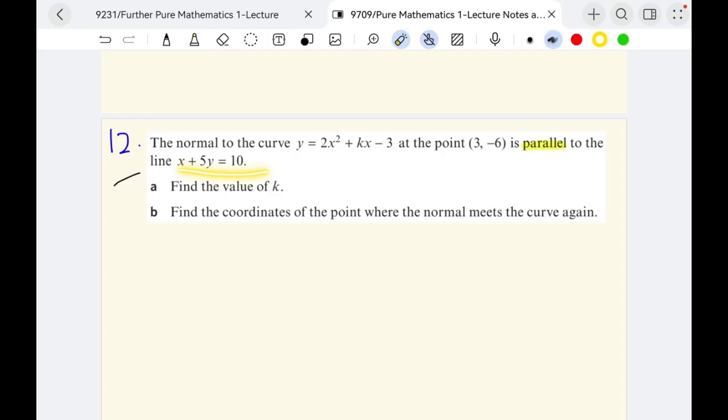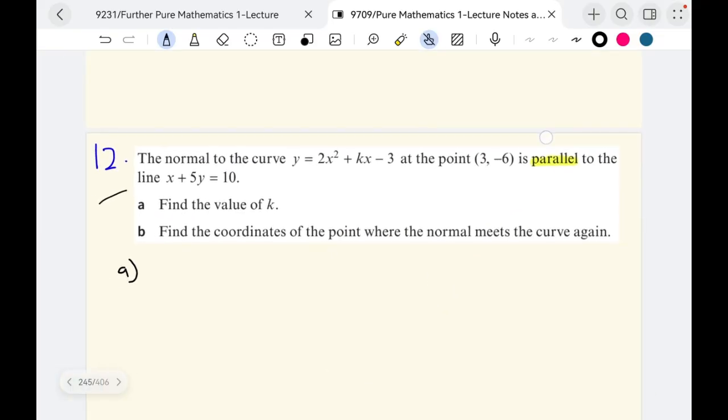So it prompts you that you have to find the gradient, and then just compare. This is your basic concept that you should know. So this normal line, which is perpendicular, which is normal to the given curve, and this question asks you to find the value of k for part A.